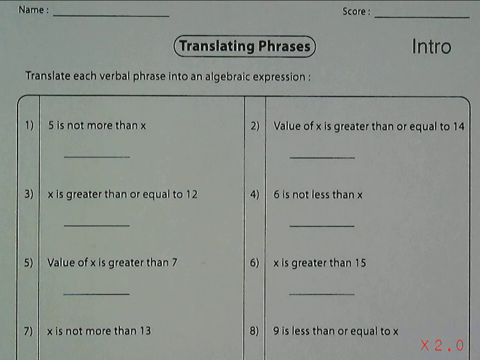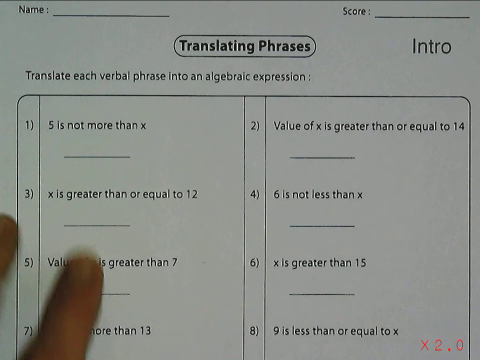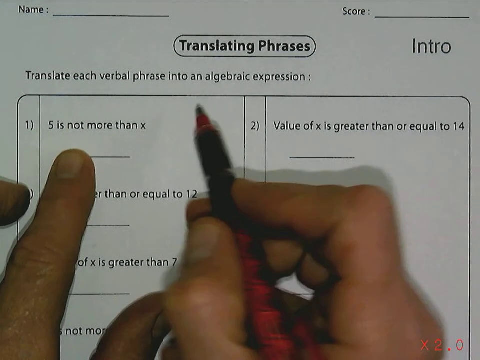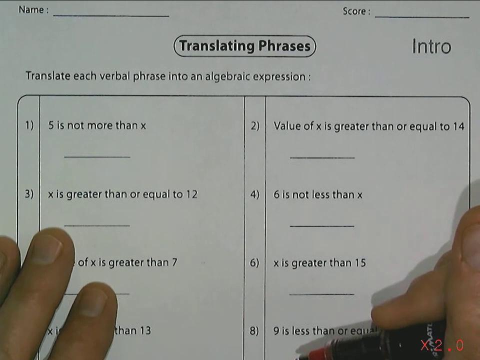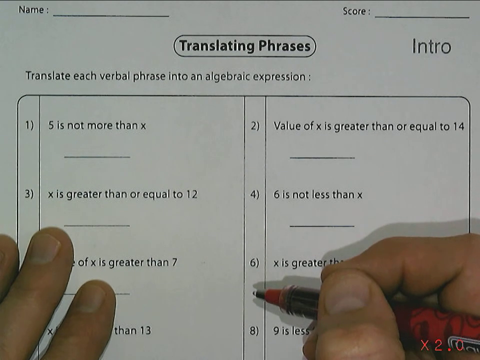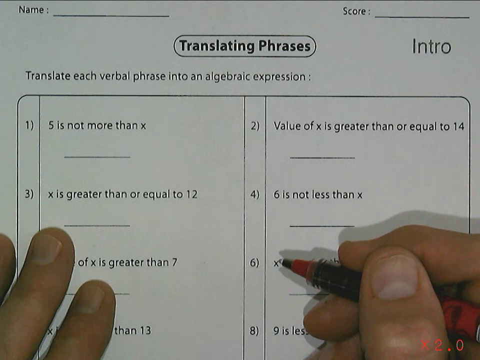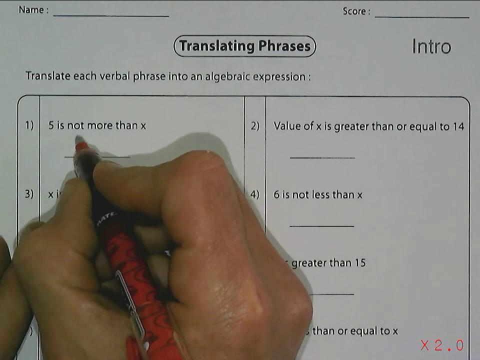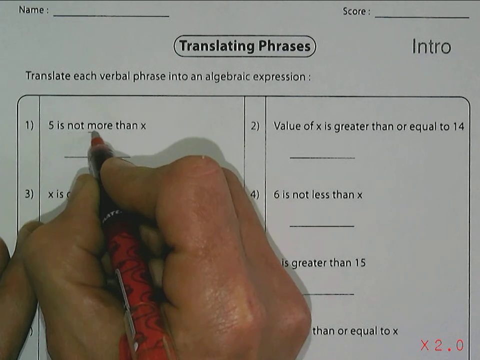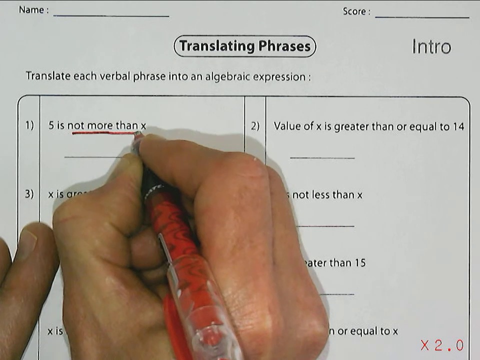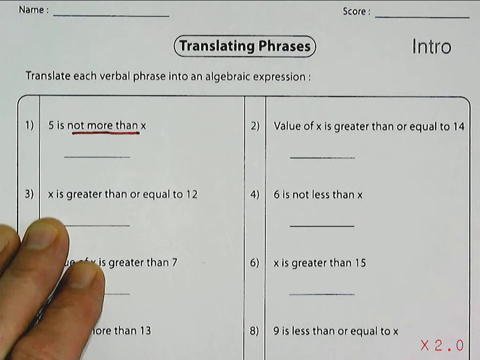In this activity, we're going to take a phrase that is written, a verbal phrase, and change it into an algebraic expression. In this case, these algebraic expressions are inequalities. And so the challenge is to try to understand the words like "not more than," and how that becomes an algebraic inequality.